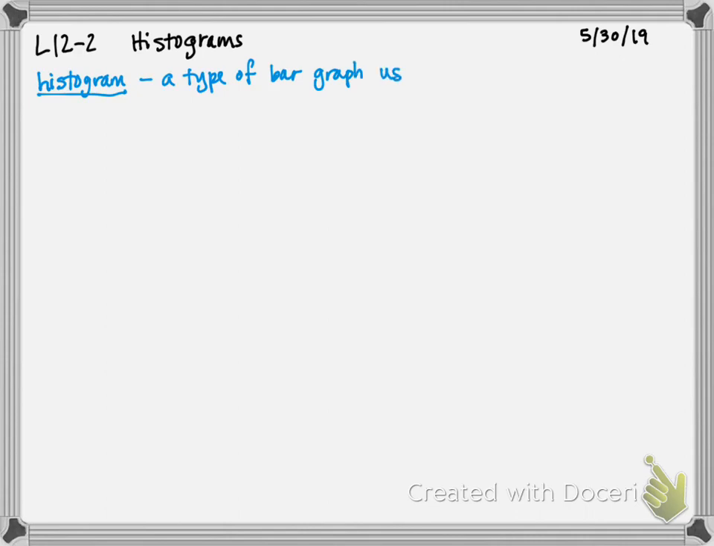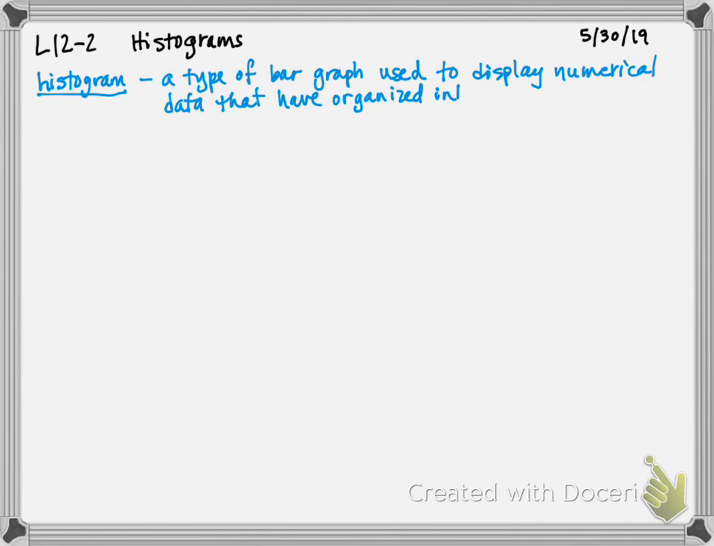Used to display numerical data. So that means numbers, right? And what makes that significant, numerical data, is that a bar graph usually is displaying data about words, right? Now, not only is it doing numerical data, it's data that has been organized into equal intervals.